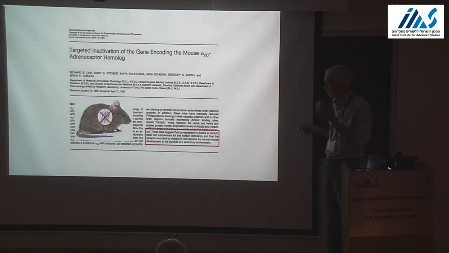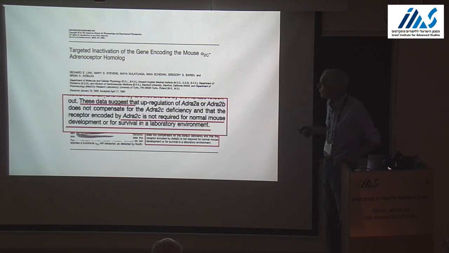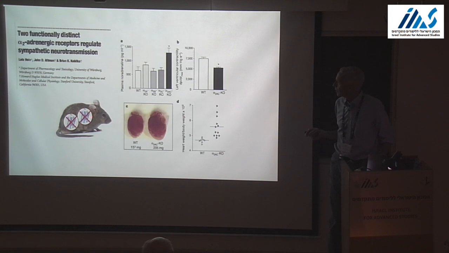And as I said, this took about 5 years. It was a relatively new technology, and there wasn't any CRISPR back then. So this was my first publication after 5 years. And I want to just blow up what our conclusions were. These data suggest that the alpha 2C is not required for normal mouse development or survival in a laboratory environment. So they had no phenotype. And it turns out that many of our mice had no phenotype until you started doubling them up.